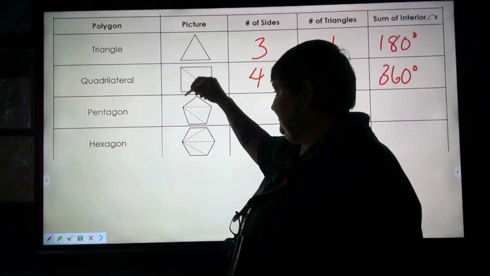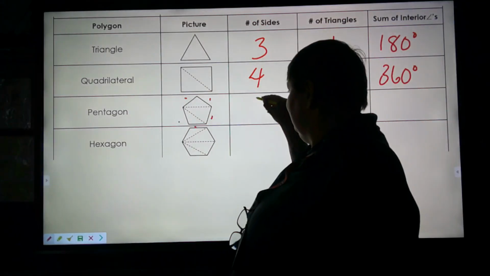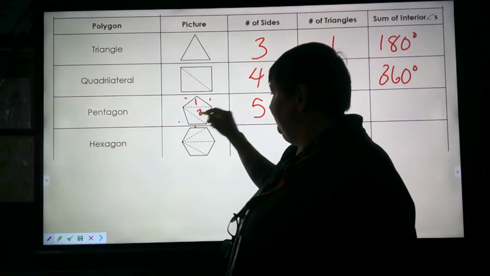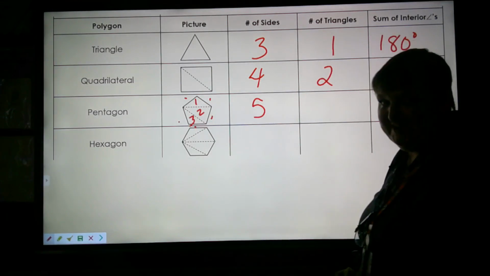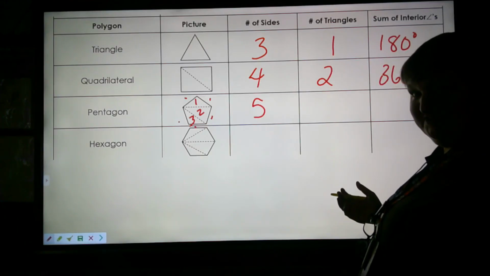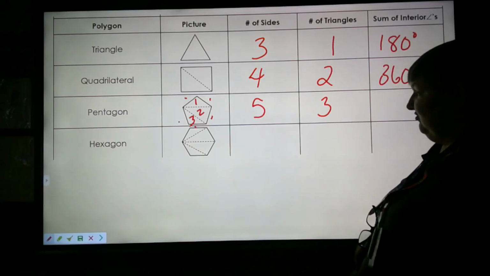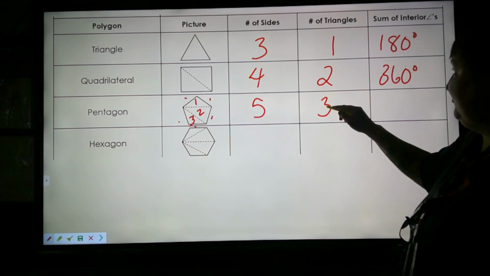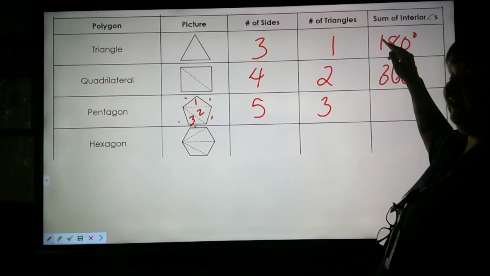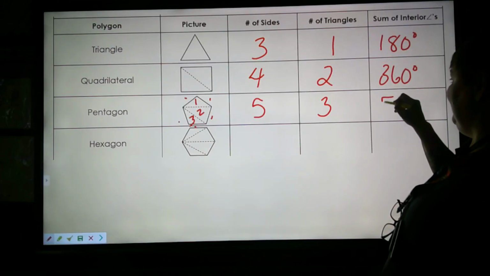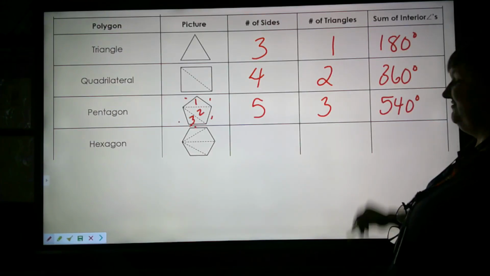Pentagon is 5 sides. You can make 1, 2, 3 triangles without intersecting. Corner to corner, no intersections. You can make 3 triangles. If you have 3 triangles, and each triangle is 180 degrees, 3 times 180 is 540 degrees.